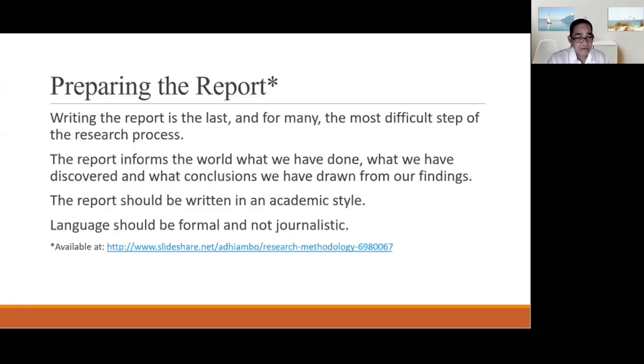And lastly, writing the report. That's the last and for many the most difficult step in the research process. The report informs the world what we have done, what we have discovered, what conclusions we have drawn from our findings. It should be written in an academic style. Language should be formal and not journalistic.